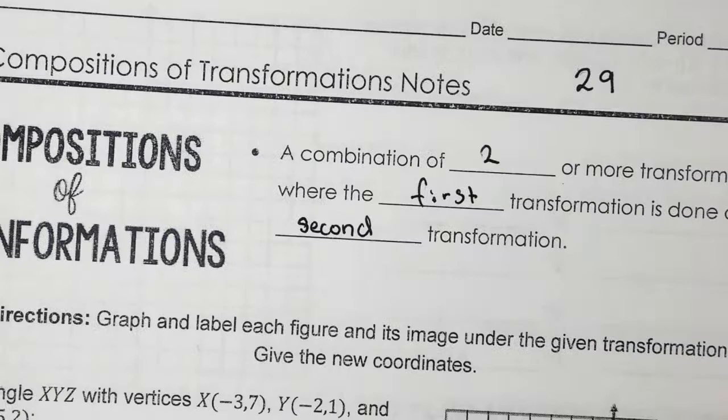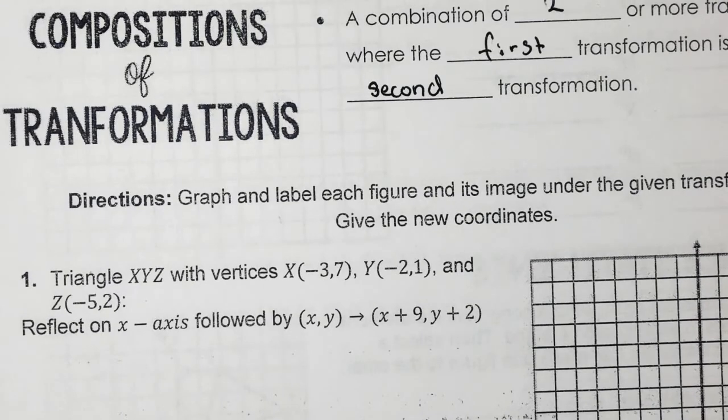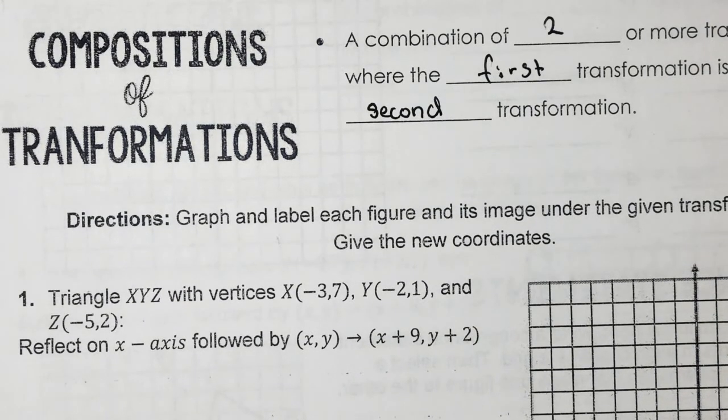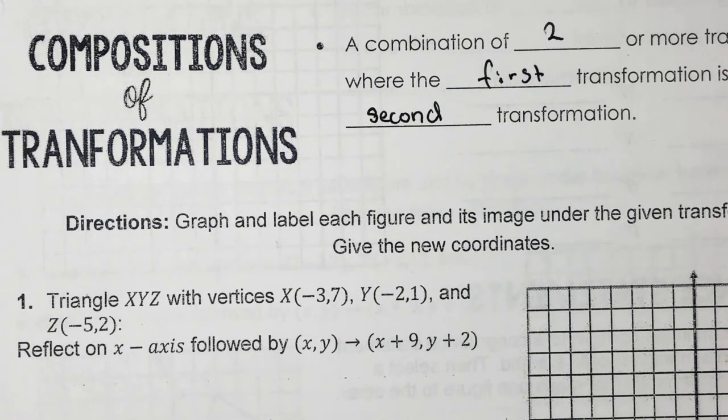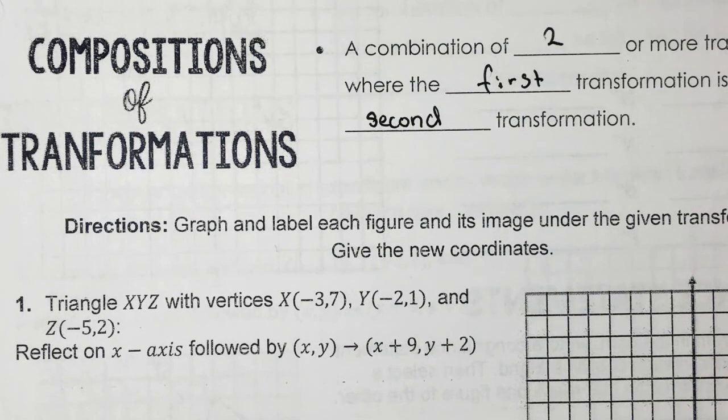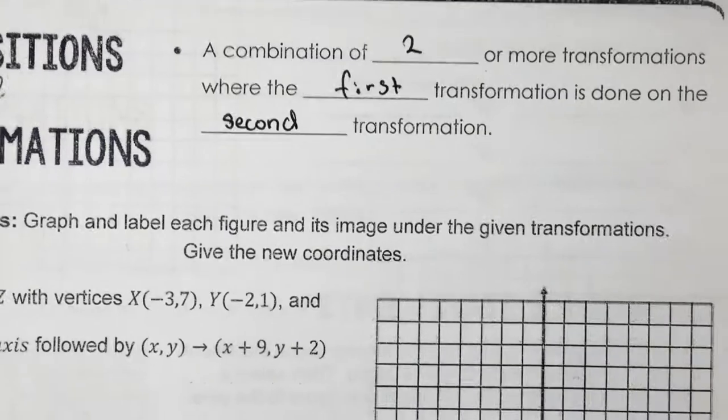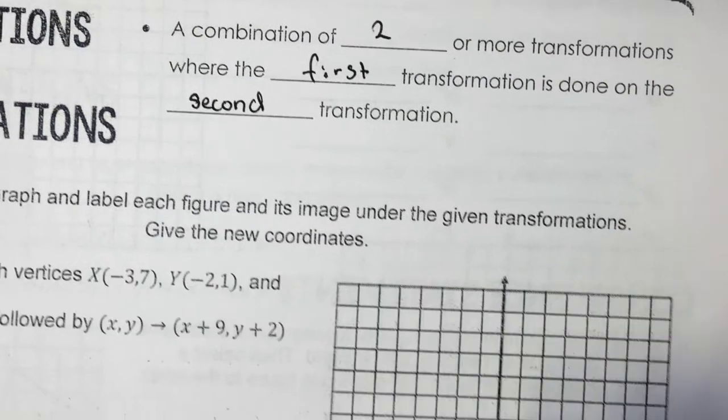Alright. So directions: graph and label each figure and its image under a given transformation. The first one, triangle XYZ with vertices of X(-3, 7). I'm not reading those. We're graphing that. They want us to reflect it over the x-axis, followed by a translation, which everybody should notice, of (x, y) mapping to (x plus 9, y plus 2). So that's what we're about to do.